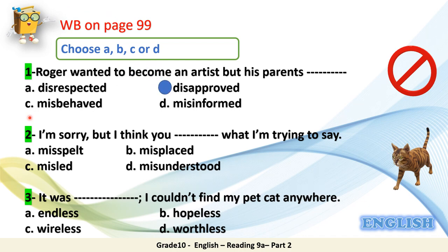Sentence number 2. I'm sorry, but I think you misspelled, misled, misplaced, or misunderstood what I'm trying to say. I'm trying to make you understand, but you, very good, misunderstood what I'm trying to say. Sentence number 3. It was blank. I couldn't find my pet cat anywhere. I tried in vain. So now I'm losing hope. Very good. So the missing adjective is hopeless. Excellent.